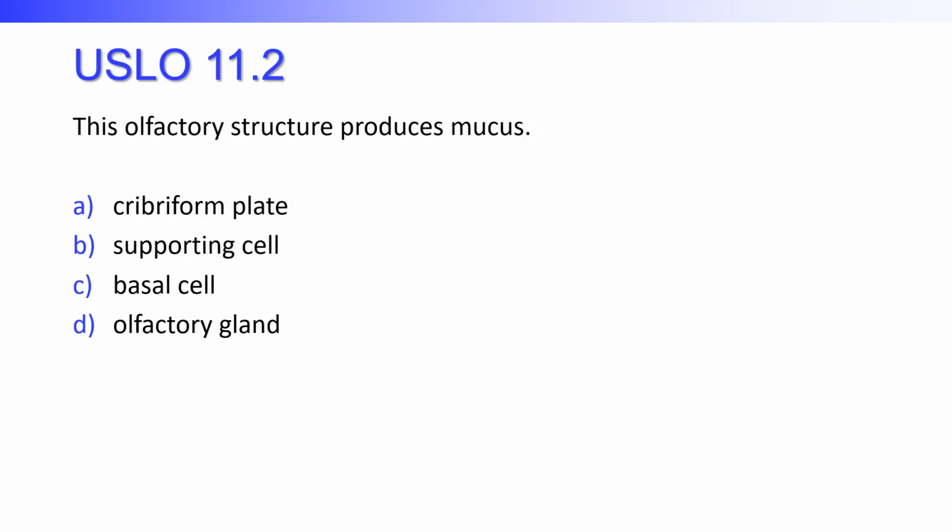This olfactory structure produces mucus. Is it the cribriform plate, supporting cell, basal cell, olfactory gland? And hopefully you said it was the olfactory gland. Why do we even need mucus? That's a good question. I bet we find it in this particular section in just a little bit.